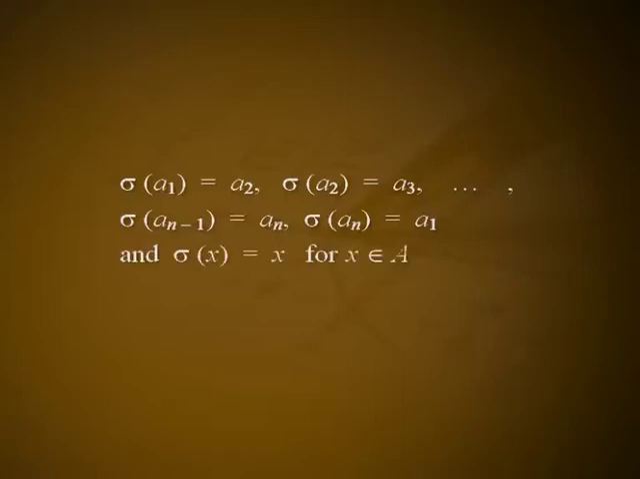Definition. A permutation σ of a set A is a cycle of length n if there exist a1, a2, etc., an belonging to A such that σ(a1) = a2, σ(a2) = a3, etc., σ(an−1) = an, σ(an) = a1, and σ(x) = x for x belonging to A but x not an element of the set {a1, a2, etc., an}. We write σ in the cyclic notation as σ = (a1, a2, etc., an).